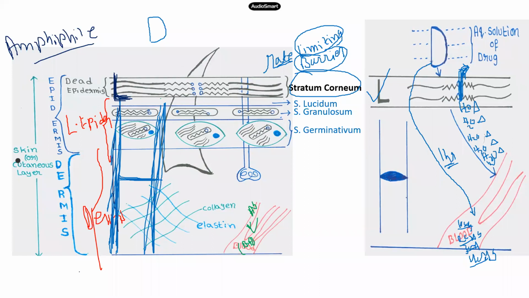Now onwards, instead of stratum corneum I can use the word skin, because in the entire skin the most important layer is the stratum corneum, because that only protects the entire skin region. That's why now onwards I can use the word skin instead of stratum corneum.